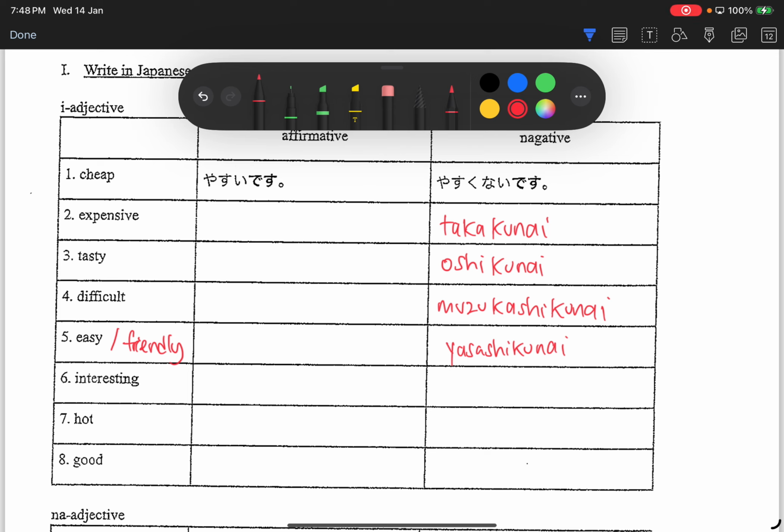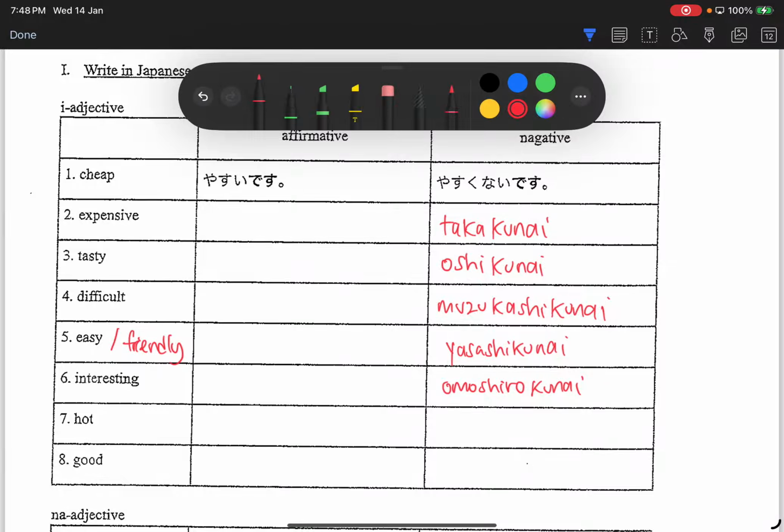Number 6, almost. Sorry. Almost. Yes, number 6. Omoshiroi desu. Then negative? Omoshirokunai desu. Right, there's no more e sound. We remove the last e, no more e sound. So omoshirokunai. No omoshiroi kunai. There's no more e sound, huh?